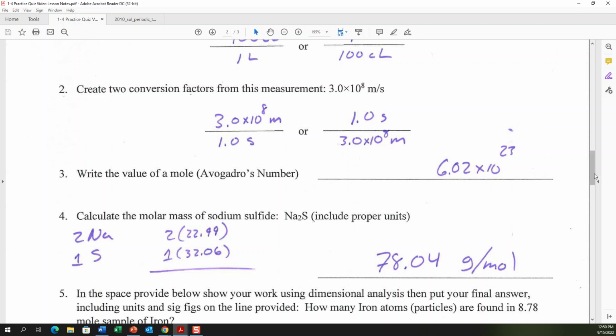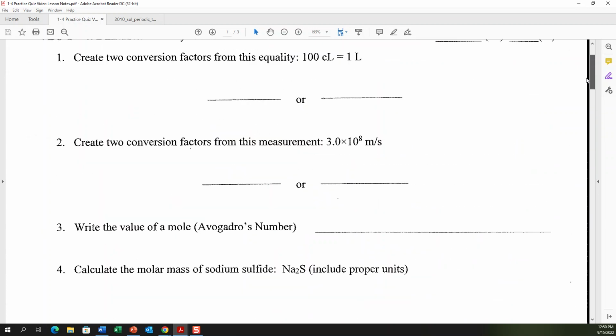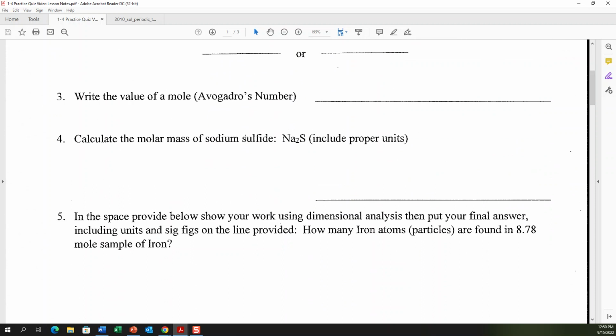Okay? So the next question, it's just asking you to calculate the molar mass of sodium sulfide. And remember, I gave you the formula, right?